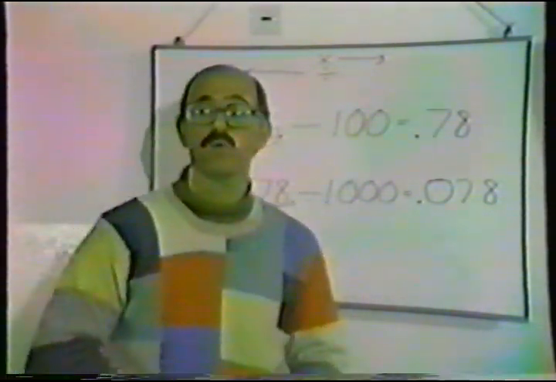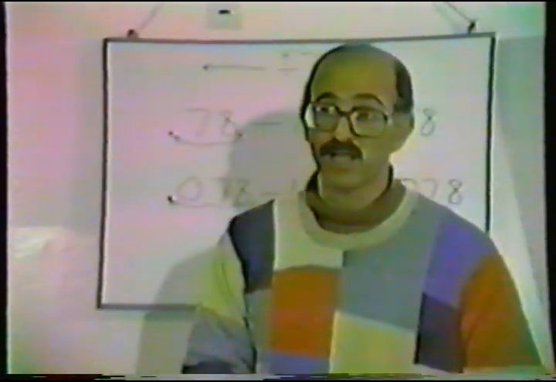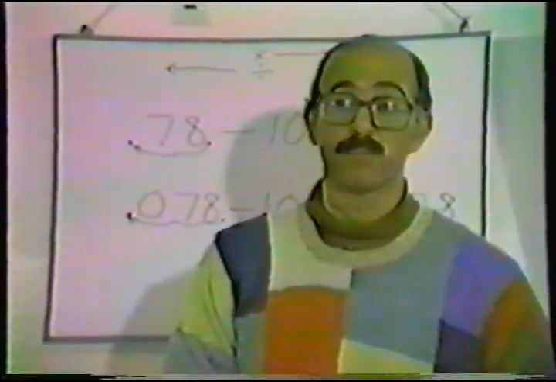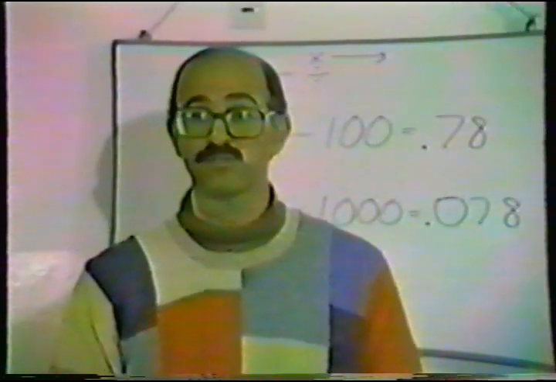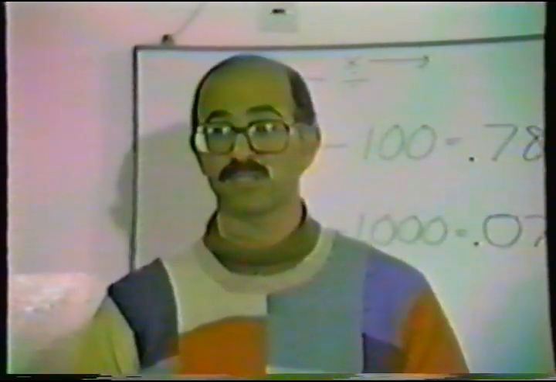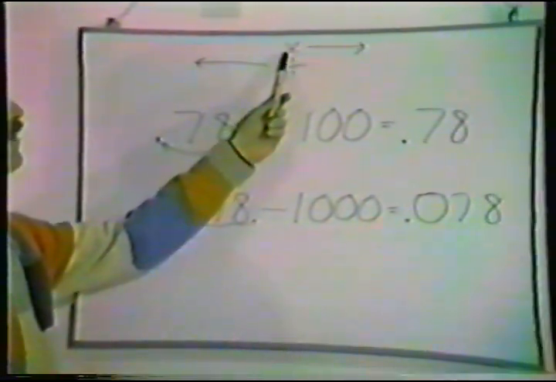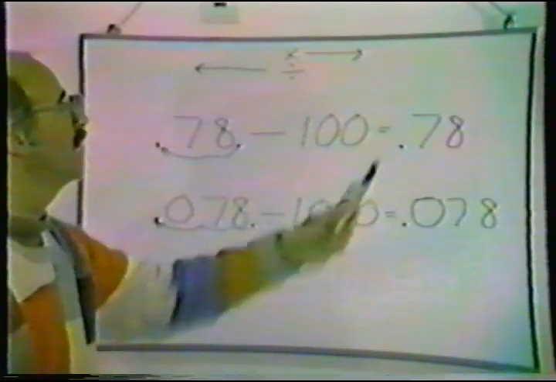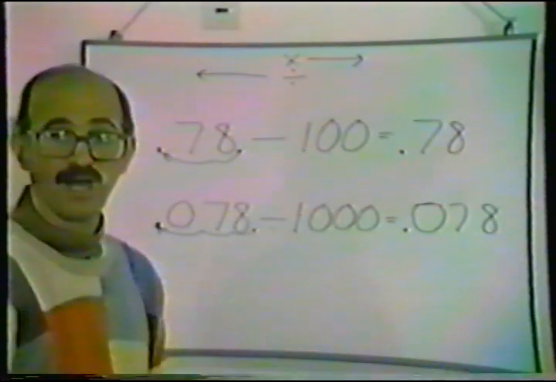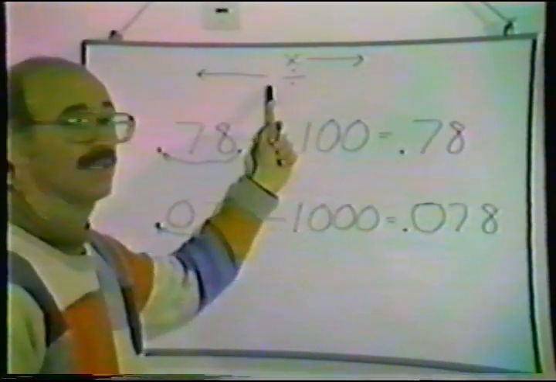And that's how we multiply and divide decimal numbers by 10 or 100 or 1,000 just by moving the decimal points. Remember, when we multiply, we move it to the right, and when we divide, we move it to the left.